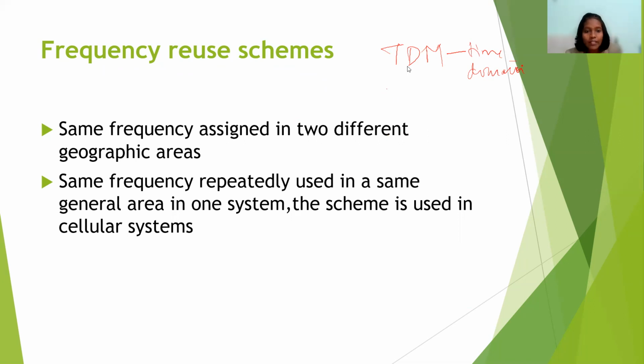If we implement this in the space domain, then we need to take care of two things. The same frequency is assigned in two different geographical areas, such as AM or FM radio stations using the same frequency in different cities.